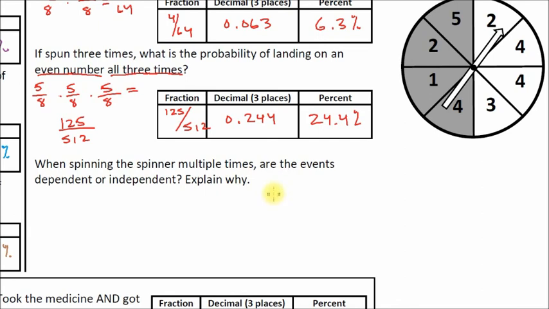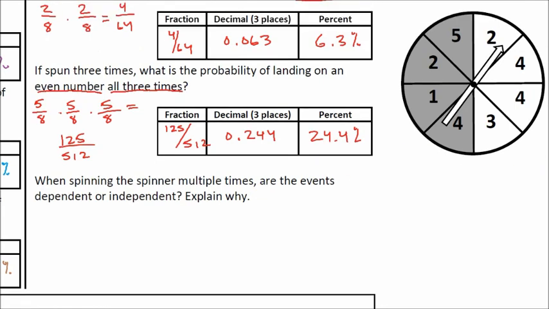All right, the last question says, when spinning the spinner multiple times, are the events dependent or independent? Explain why. I would expect this explanation to say, I know spinning a spinner creates independent events because the outcome of the second event is not affected by the outcome of the first event. You could also say because the spinner has no memory and you are not removing numbers as you spin the spinner. So there's lots of ways to describe that. Just make sure you're giving some description saying that the outcome of the second event is not affected by the outcome of the first event. And that should be the end of question number 4.